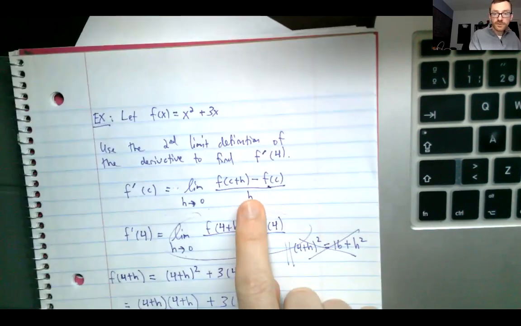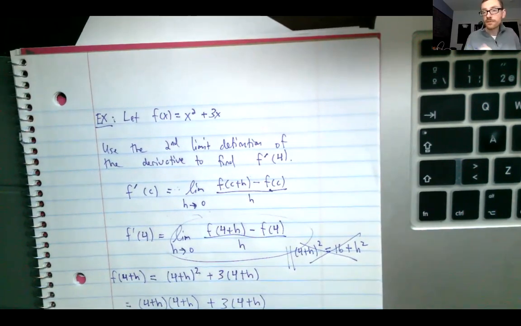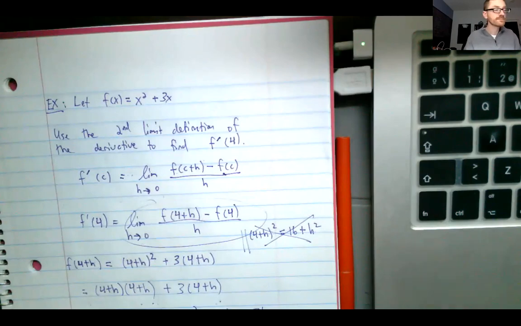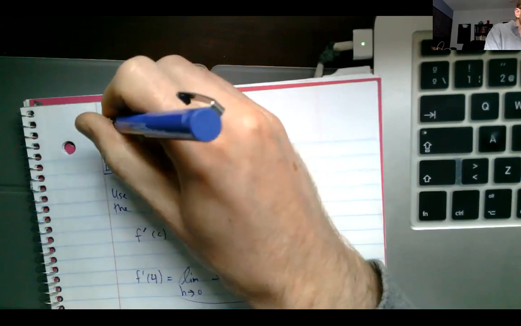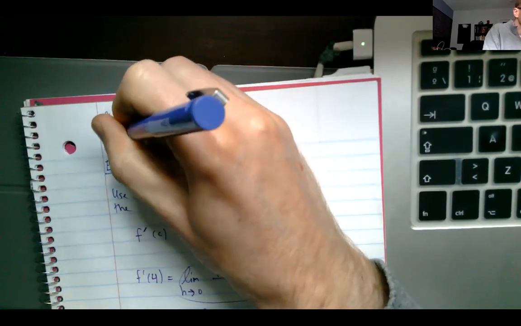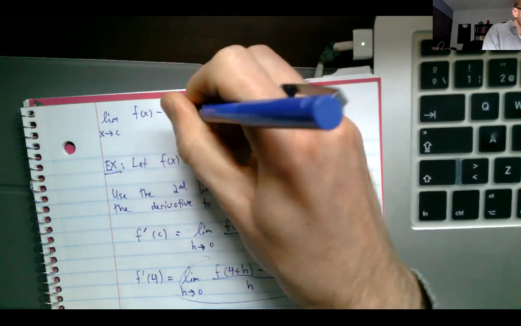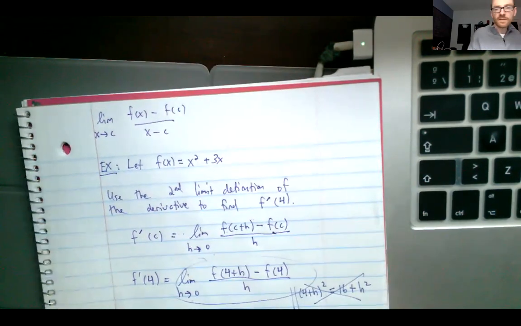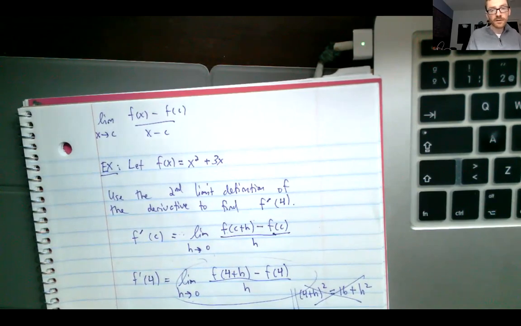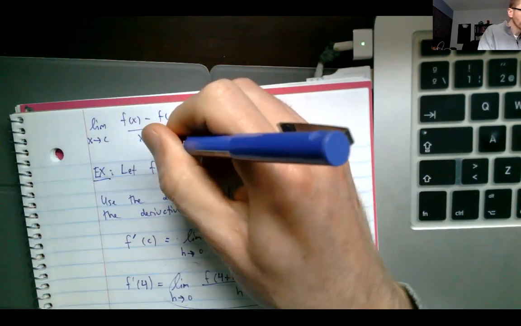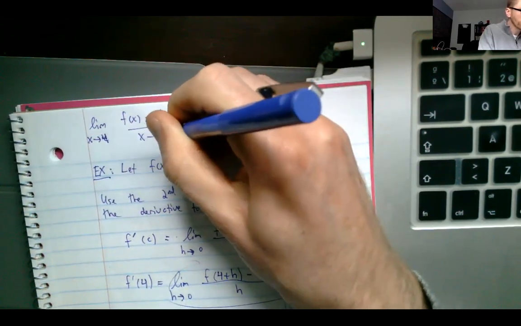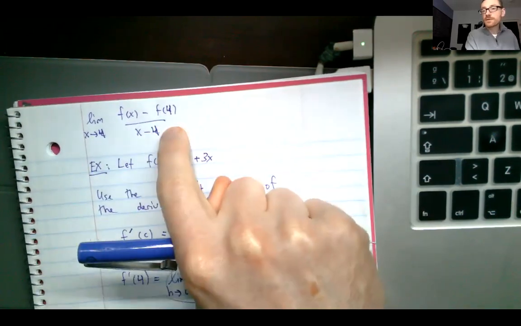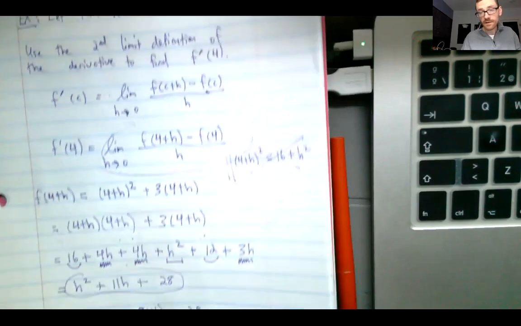And yes, I used this definition to get it, but I could have also used the other definition. If I'd used the old definition, the limit as x approaches c of f of x minus f of c over x minus c, that would give you the same answer. In this case c is 4, so it would be the limit as x approaches 4 of f of x minus f of 4 over x minus 4. I promise that if you compute this limit, you will also get 11. It doesn't make any difference.